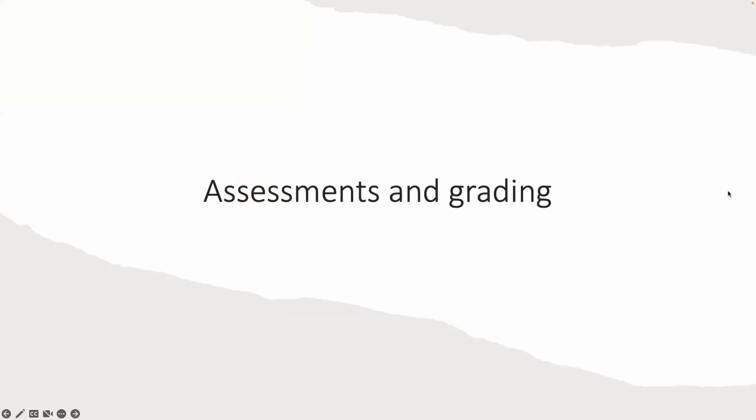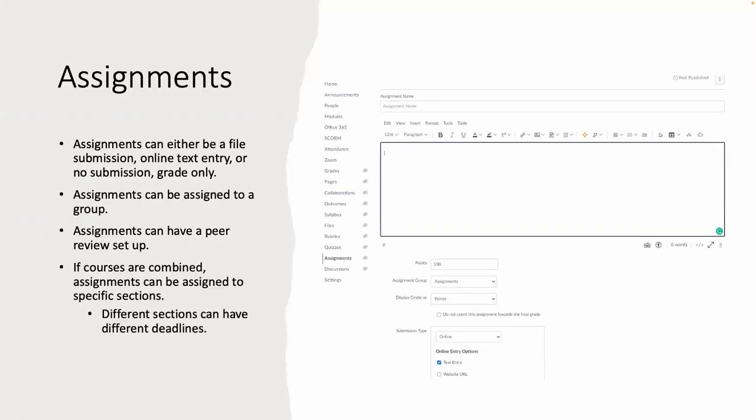Moving on to the next area, which is assessments and grading. The first type of graded activity you can create is assignments. Assignments are probably the most similar activity in Canvas when comparing to iLearn. Assignments can be file submission, they can be online text entry, they can have no submission and be grade only.